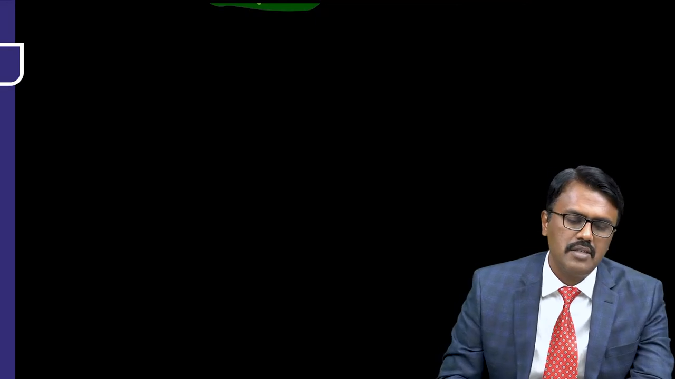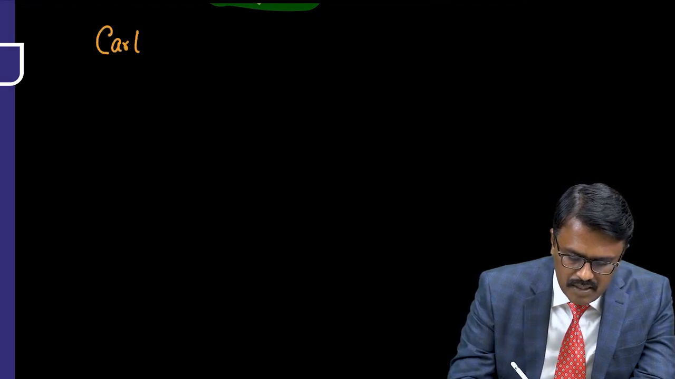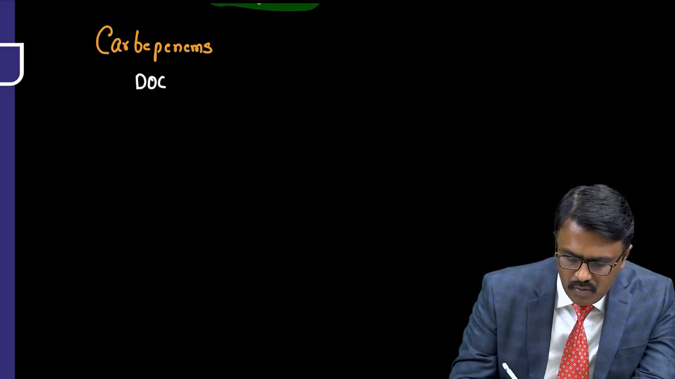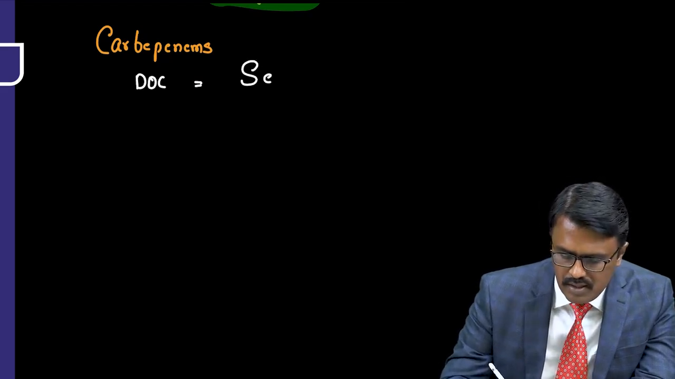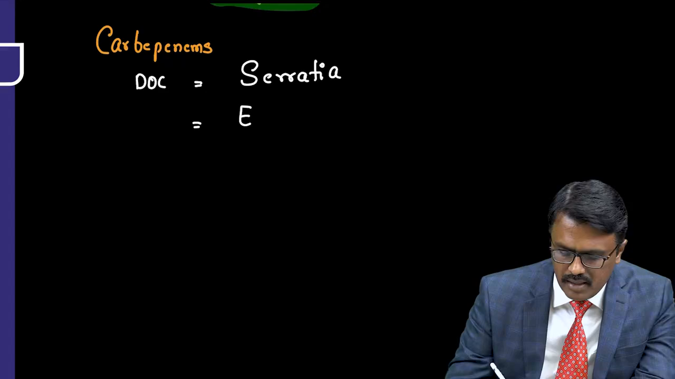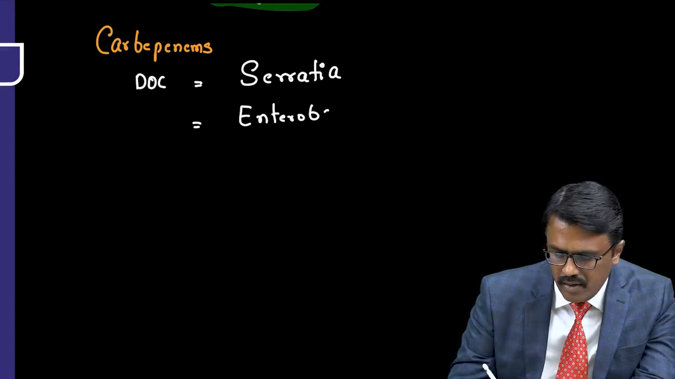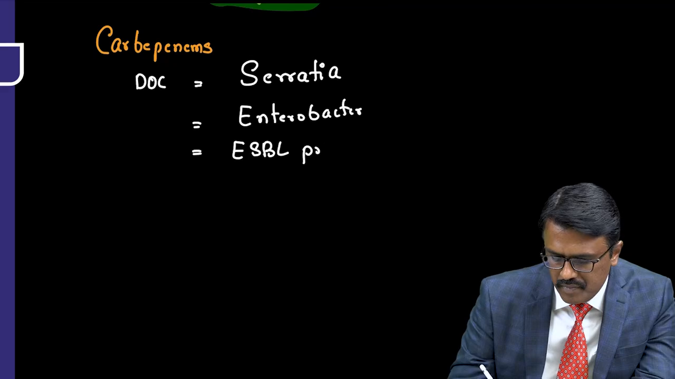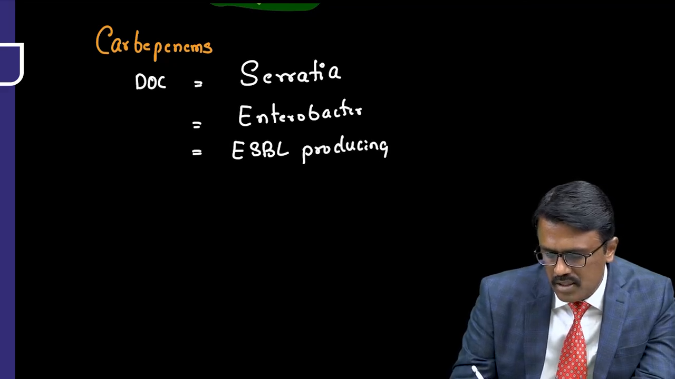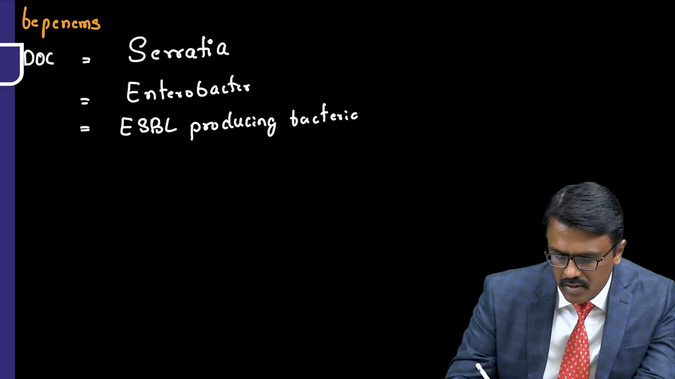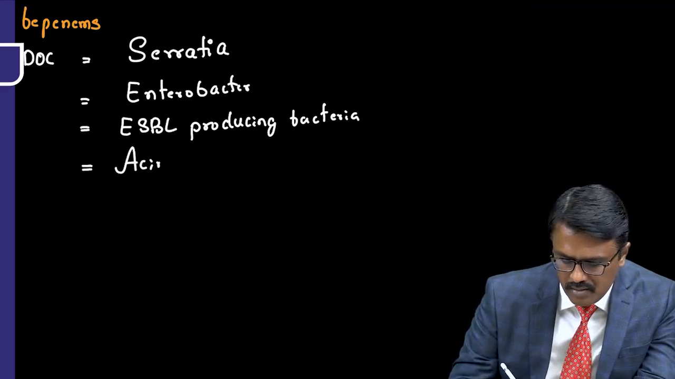So once we know the mechanism of action, spectrum of activity, specialty of the drug, let us understand carbapenems as drug of choice. Carbapenems are the drug of choice for what? They are the drug of choice for Serratia, and then Enterobacter, then ESBL producing bacteria. What is ESBL producing? Extended spectrum beta-lactamase producing bacteria. We can use it. And also it is used in managing Acinetobacter.